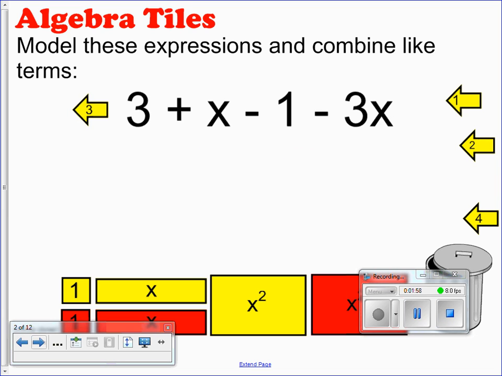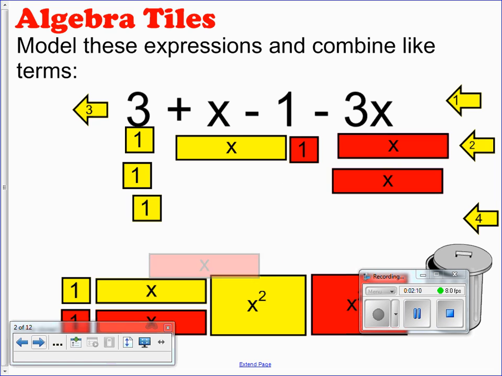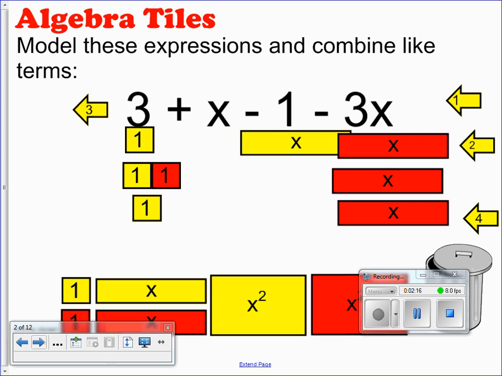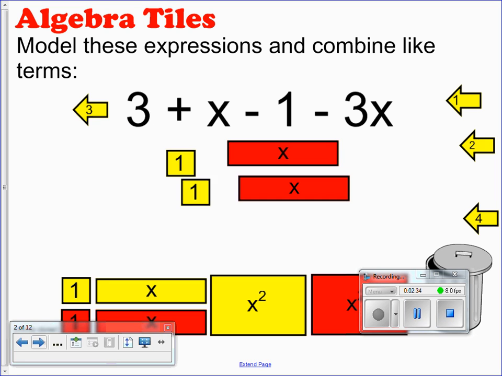Let's try one more. So we have 3 plus x minus 1 minus 3x. If we combine like terms, put this over here and these together. So we have a negative x and a positive x, cancel each other out, zero each other out. We have a 1 and a negative 1, and those zero each other out. And we're left with negative 2x plus 2.